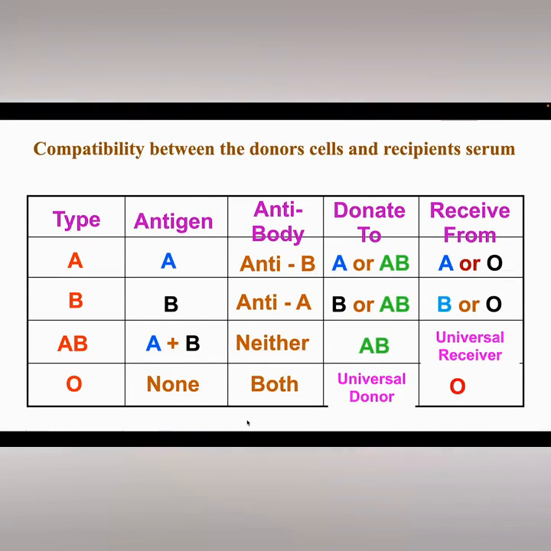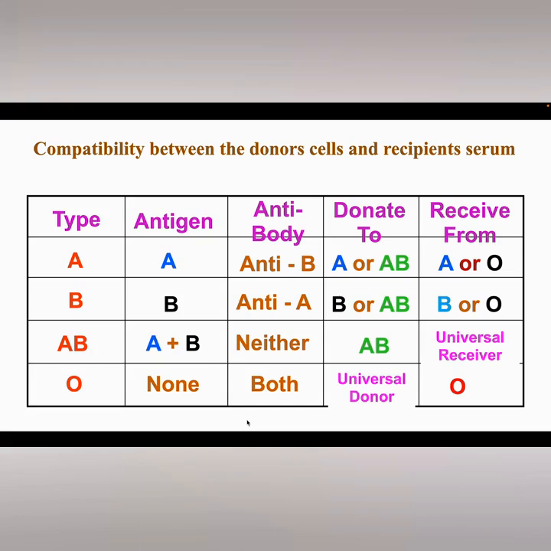Compatibility between the donor cells and the recipient serum. A can donate blood to A, B can donate blood to B, AB can donate blood to AB, O can donate blood to O. See over there, a very interesting fact is, whatever antigens are present in the individual blood group, those antibodies are there, and O can donate blood to all the blood groups. AB positive can receive blood from all the blood groups.